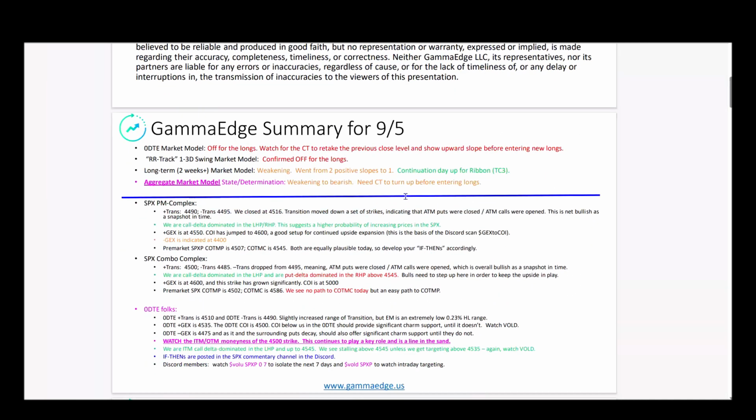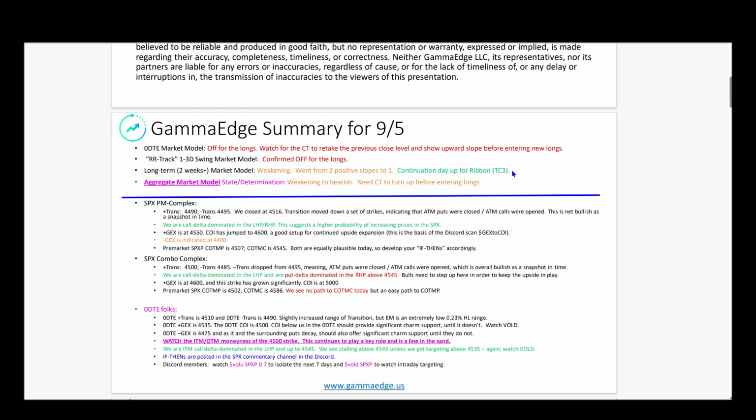So here I have the GammaEdge summary for today that's been posted for everyone to review. Make sure you're looking at the commentary and understanding where we're at in the overall structure. These are delineated out by the SPX PM complex, combo complex, and 0DTE folks. SPX, PBI, BMO channel has commentary in there related to each and every chart, so make sure you check those out.